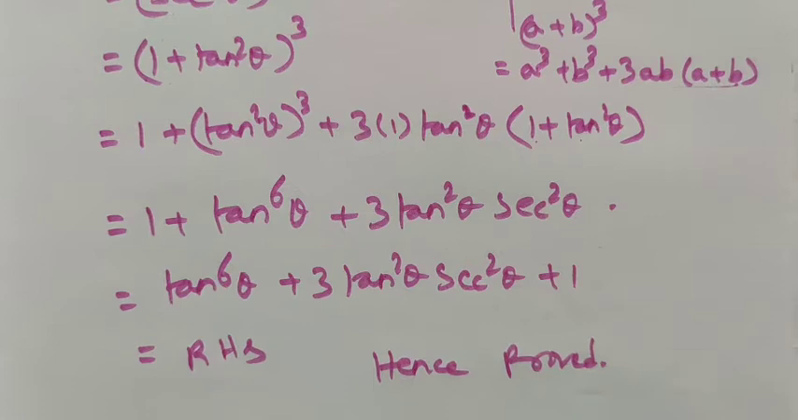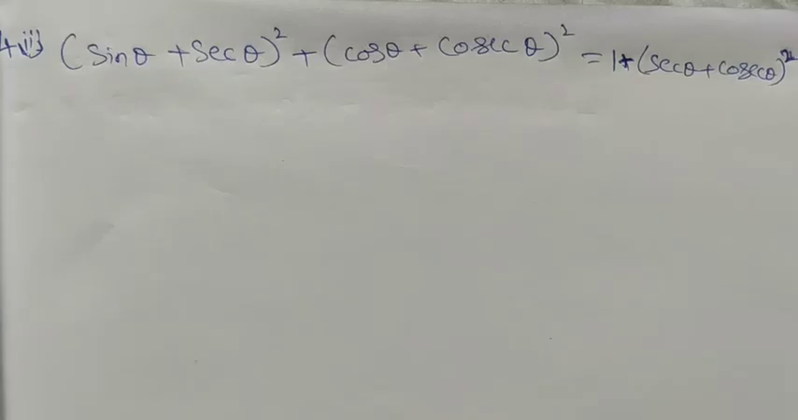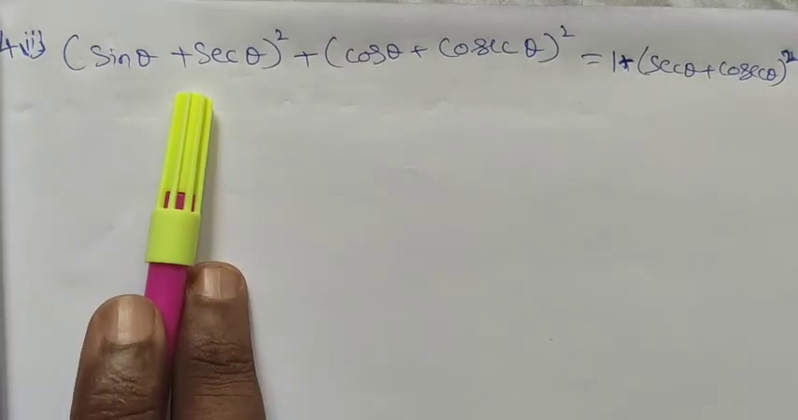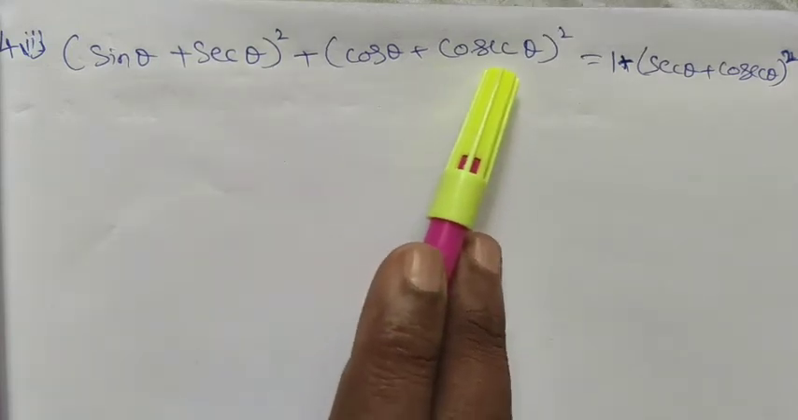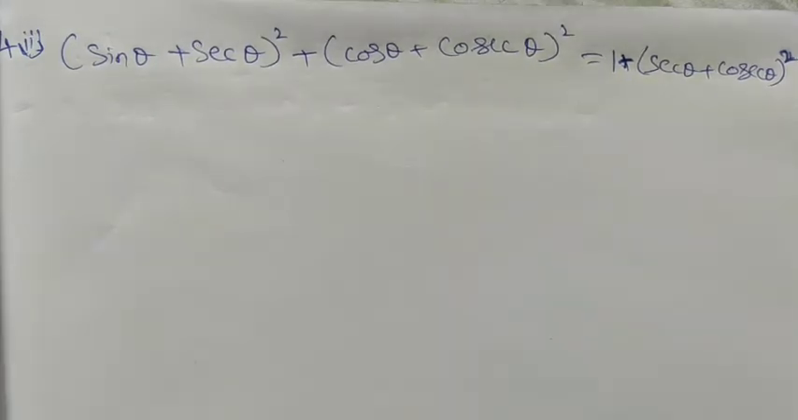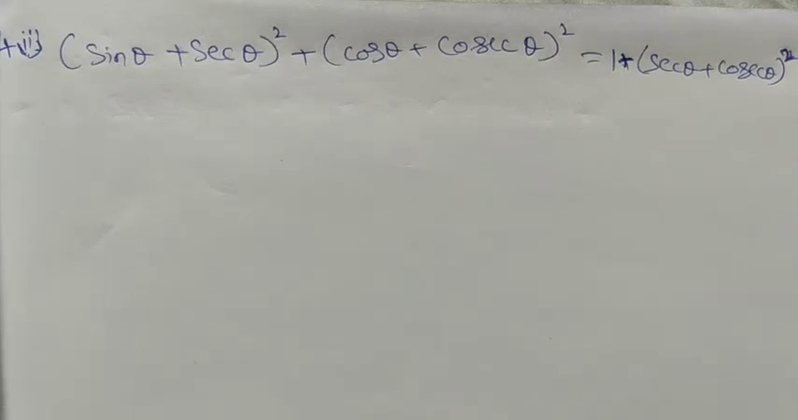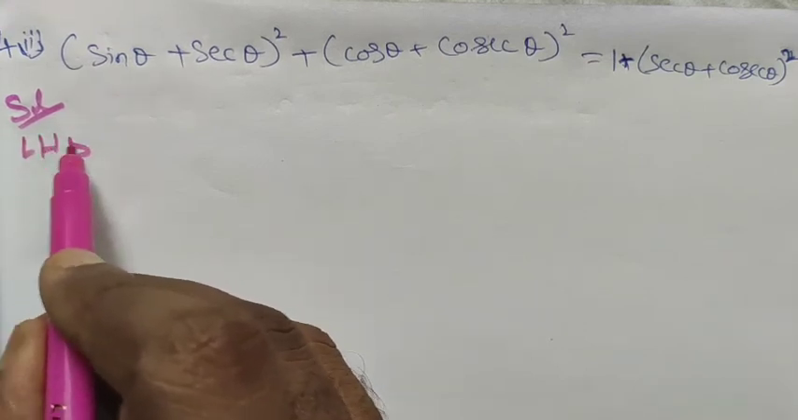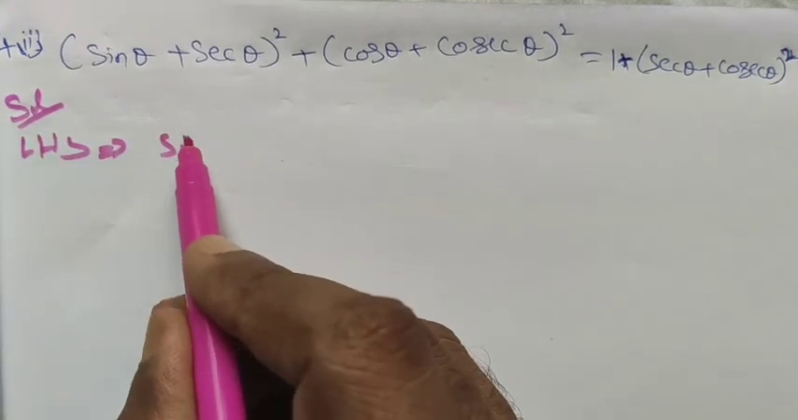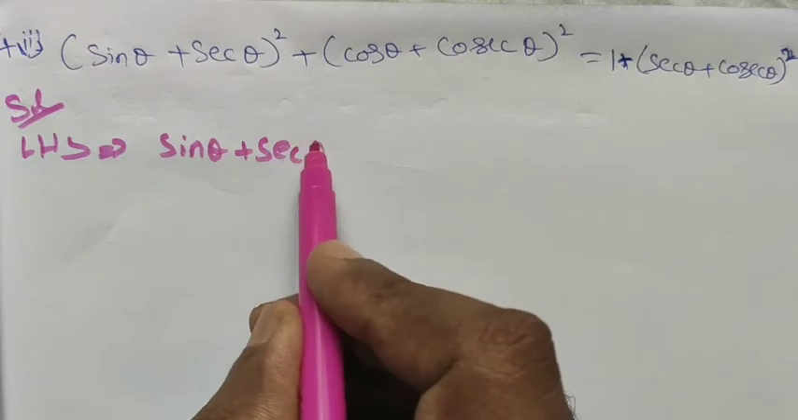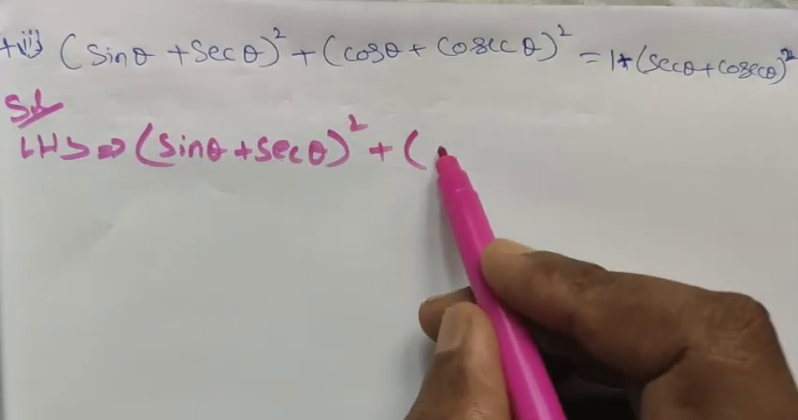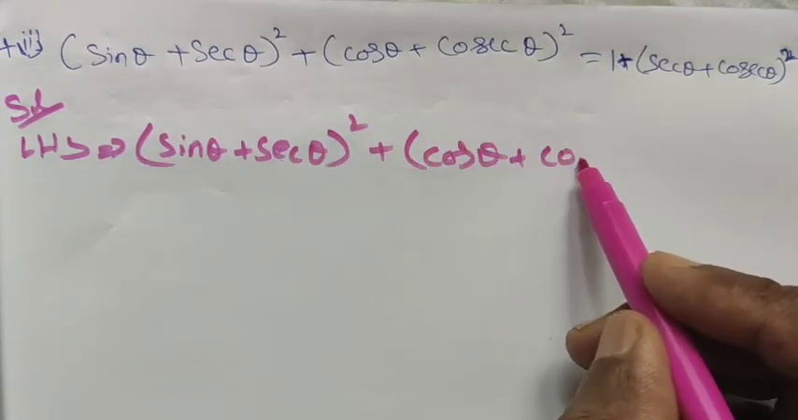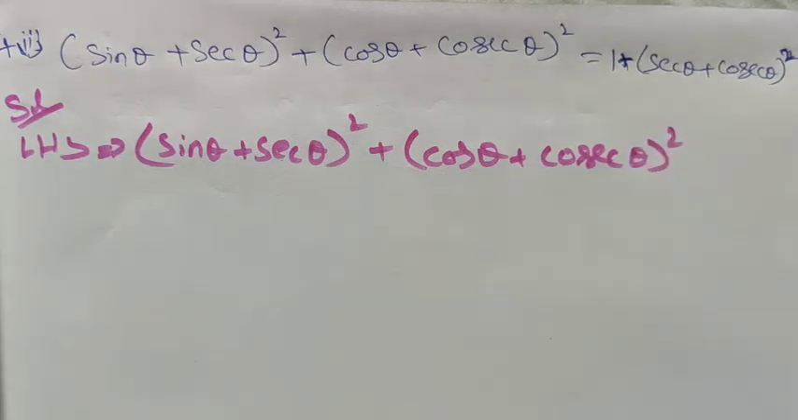Hence proved the identity. Next we see the second Roman number, (sin theta plus secant theta) whole square plus (cos theta plus cosecant theta) whole square is equal to, we want to prove the RHS side is 1 plus (secant theta plus cosecant theta) whole square. Solution, I take the LHS side here. LHS is given as (sin theta plus secant theta) whole square plus (cos theta plus cosecant theta) whole square.